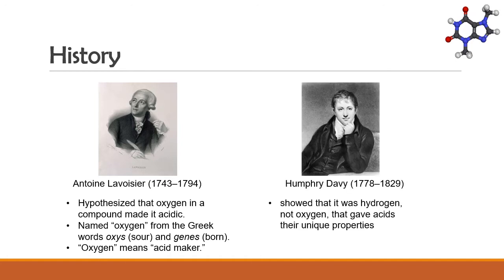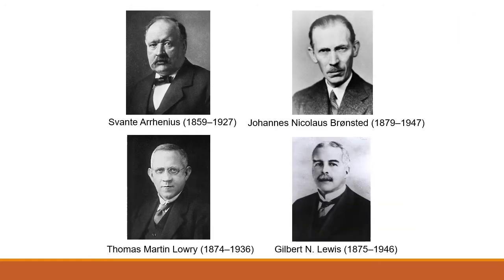On the other hand, Humphry Davy described acids and bases differently. He showed that it was hydrogen, not oxygen, that gave acids their unique properties. Several scientists have since proposed more detailed explanations of what makes a substance an acid or a base. They include Svante Arrhenius, Johannes Nicolaus Brønsted, Thomas Martin Lowry, and Gilbert N. Lewis.